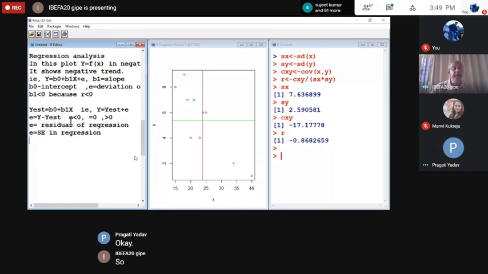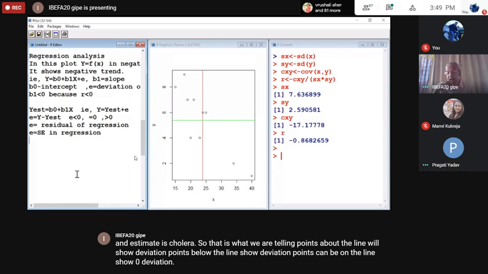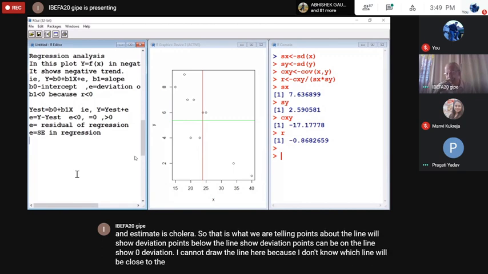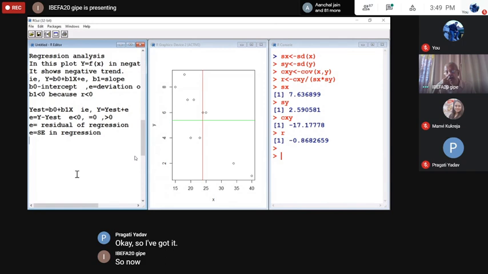So the difference between actual y and estimate is called error. That is what we are telling. Points above the line will show deviation. Points below the line show deviation. Points on the line show zero deviation. I cannot draw the line here because I don't know which line will be close to the points. Okay, sir, got it. So now I will be closing the graph. Anybody has a question?